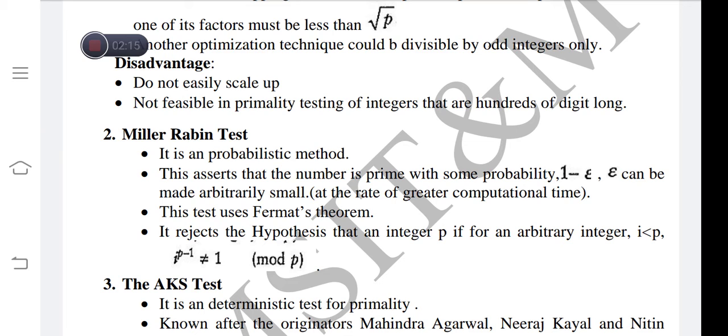Okay, so this test makes use of Fermat's theorem, and it rejects the hypothesis that an integer p is prime if, for an arbitrary integer a less than p, a to the power p minus 1 is not equal to 1 mod p. This hypothesis will be rejected if a is less than p. This is about the Miller-Rabin test to check for primality.